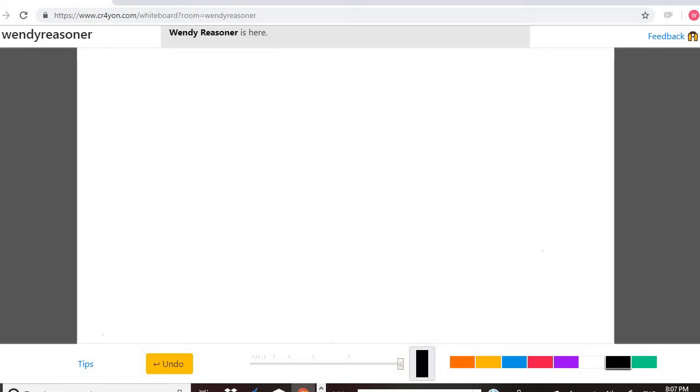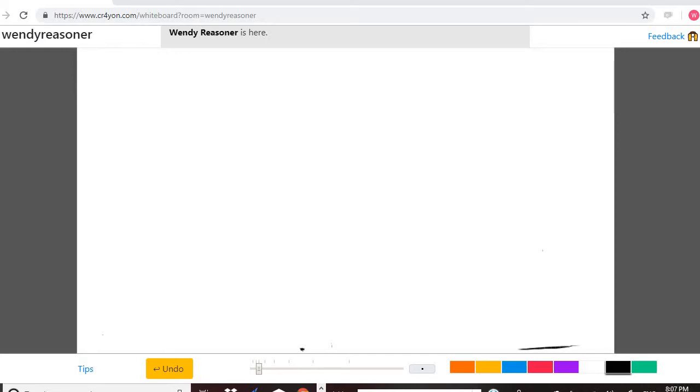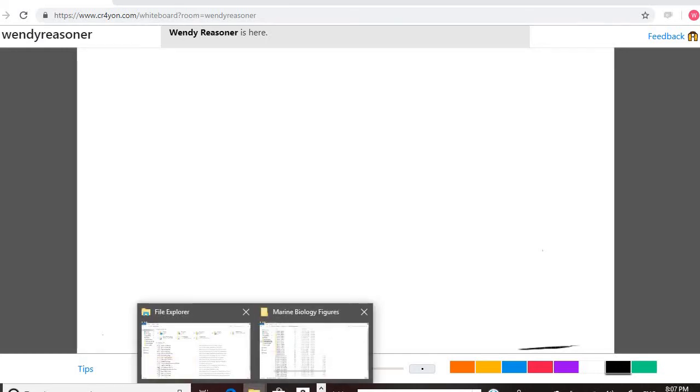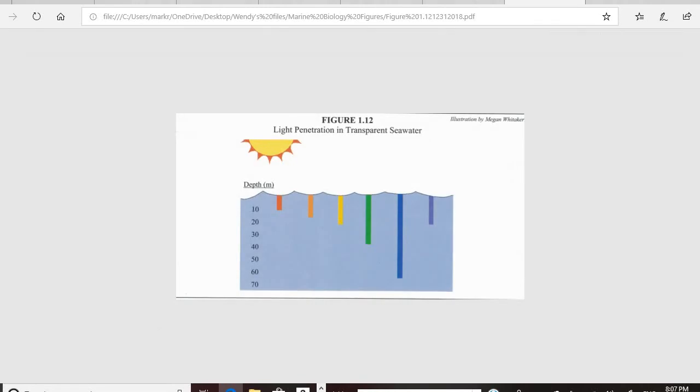Okay, let's talk about why the ocean is blue. And to do that, I want to look at a figure. Okay, so this figure shows the light penetration, how light penetrates seawater. So if you remember the colors on the spectrum, the visible light spectrum, you memorized ROY G. BIV, so red, orange, yellow, green, blue, indigo should be in here, and then violet.